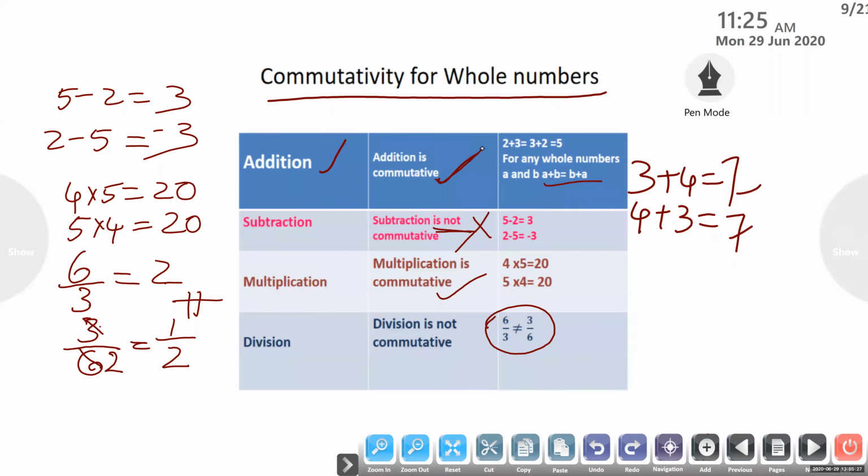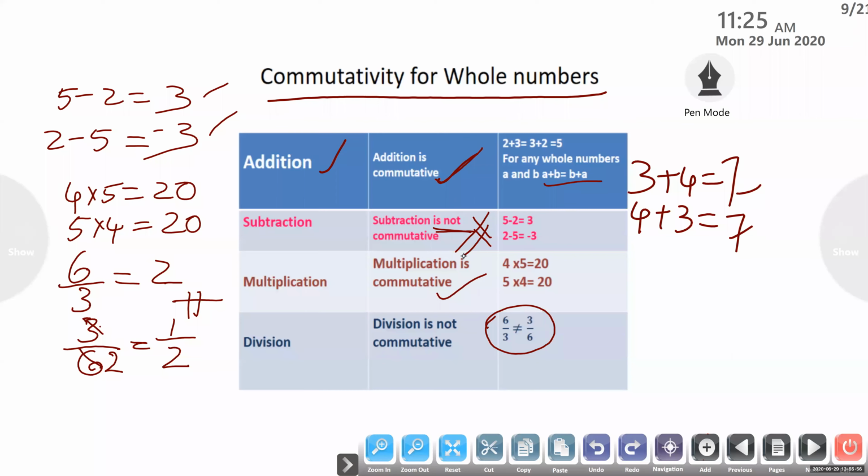And if we change the order in subtraction, the answers are different. For example, 5 minus 2 equal to 3, 2 minus 5 equal to negative 3. Ashmit, understood? As we change the order, the answer also changes. So subtraction is not commutative.